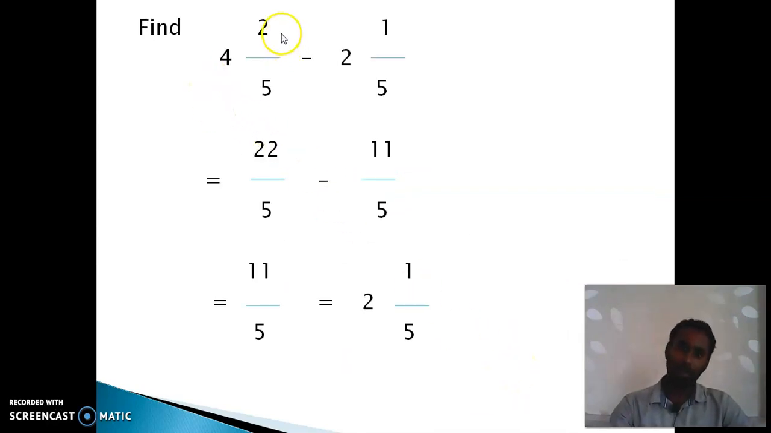And this one, 4 2 by 5 minus 2 1 by 5, multiply the same way. 4 5s are 20, 20 plus 2 is 22, so 22 divided by 5. 2 5s are 10, 10 plus 1 is 11, so 11 by 5. Here like fractions came, so you can solve it easily, right? So 22 minus 11 is 11, so 11 divided by 5. In 11 how many 5s are present? 2 5s only. What will be the remainder? 1. That remainder you have to write here. So 2 5s are 10, 10 plus 1 is 11, so 11 by 5. Understand?